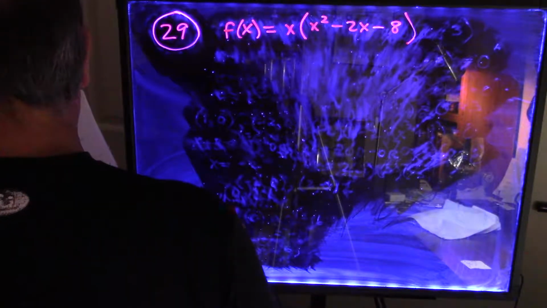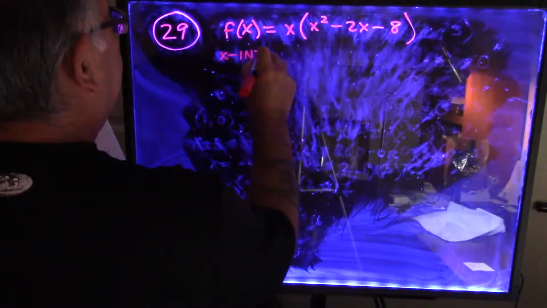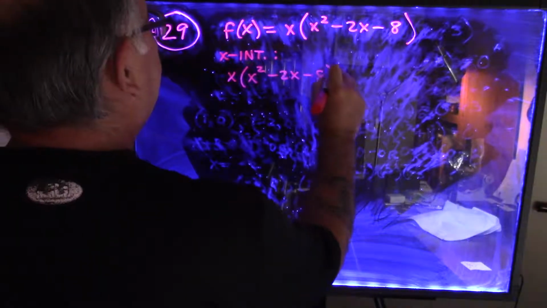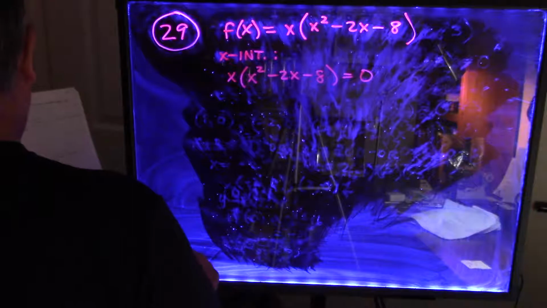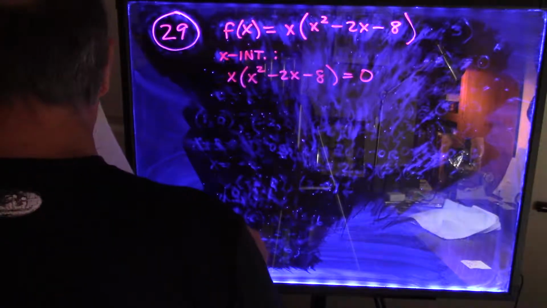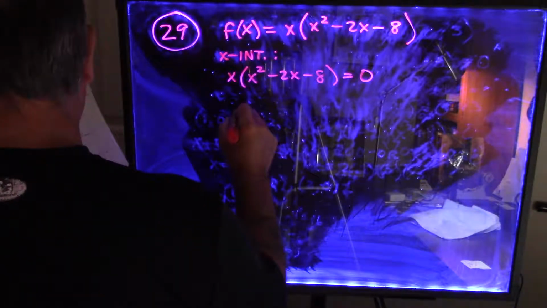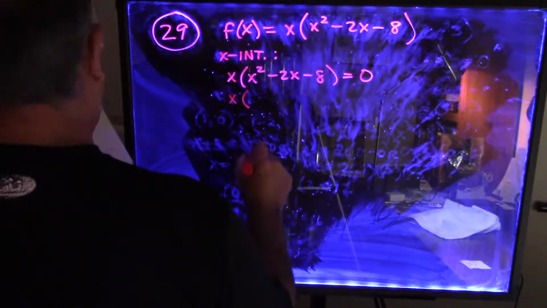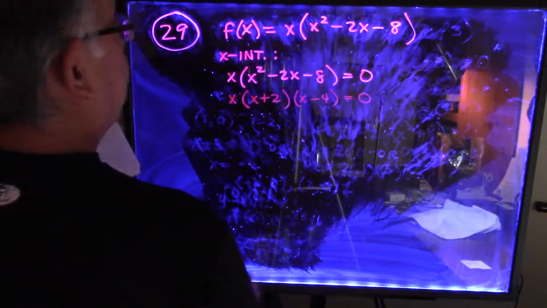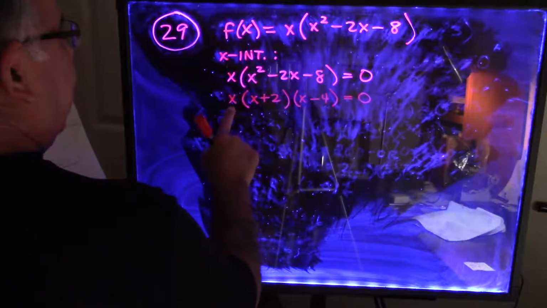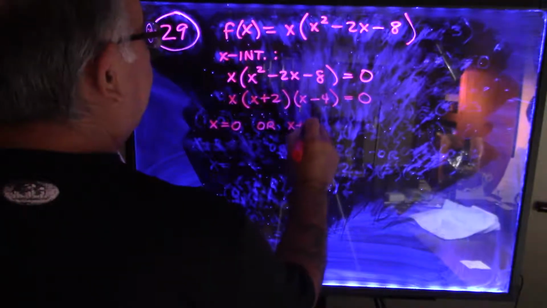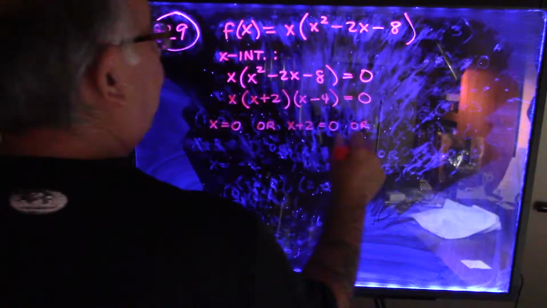All right. So for the x-intercepts, we have x times the quantity x squared minus 2x minus 8 equal to 0. Now, can we factor this? What if we couldn't? Then we'd use the quadratic formula or complete the square. In this case, we can factor it. So this is x times x plus 2 times x minus 4, written in factored form, equals 0. Okay. So that means that x equals 0, or x plus 2 equals 0, or x minus 4 equals 0.